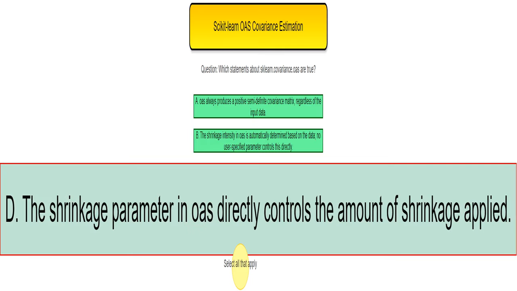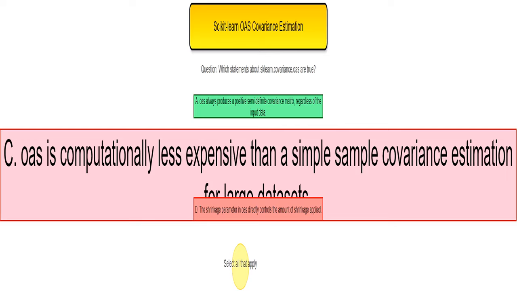I'll mention that OAS doesn't provide a direct parameter to adjust shrinkage. The algorithm figures out the appropriate amount of shrinkage. This is about computational cost. While OAS aims to be efficient, especially for large datasets, its computational cost isn't always less than a sample covariance.